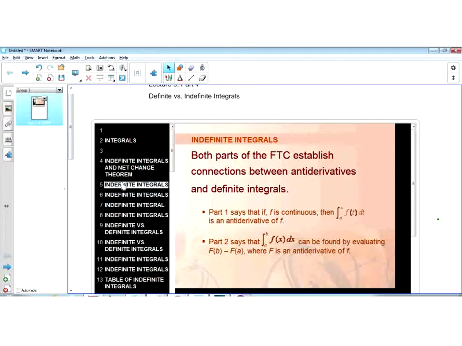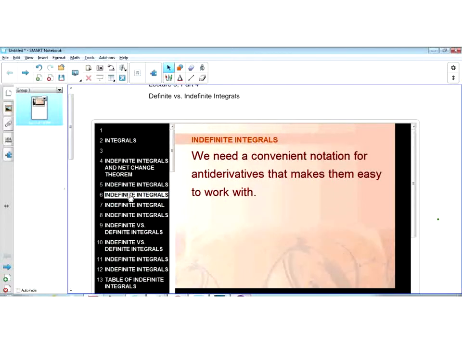All right, so part 1 of the FTC says that if f is continuous, then the integral from a to x of f of t dt is an antiderivative of f. And part 2 says that we can evaluate the definite integral from a to b of f of x dx by evaluating the antiderivative of f from a to b. Okay, we've seen that. So we need a convenient notation for antiderivatives that makes them easy to work with.